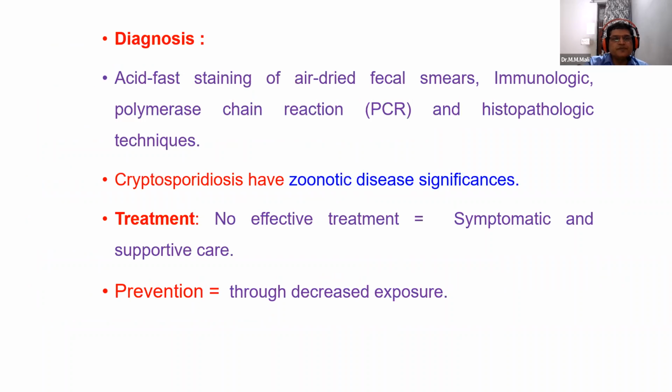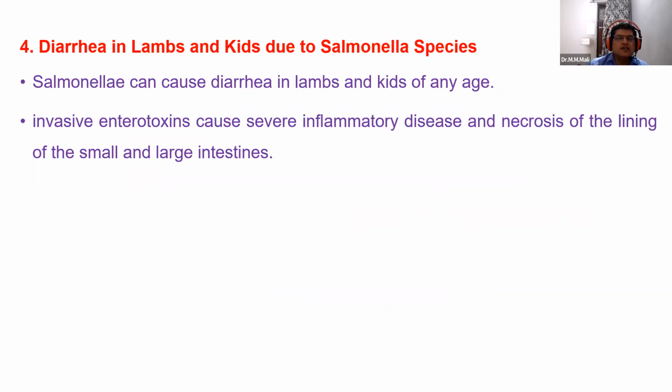The diagnosis of this organism can be made with acid-fast staining techniques and by using PCR techniques or immunological and histopathologic techniques. Cryptosporidium also has zoonotic significance. Treatment: there is no effective treatment for this Cryptosporidium. Only symptomatic and supportive care should always be undertaken. Prevention is through decreased exposure. So the exposure of healthy animals should always be controlled in a herd having a history of this Cryptosporidium infection. Coming to the next category, diarrhea in lambs and kids due to Salmonella. So this condition causes diarrhea in lambs and kids of any age.